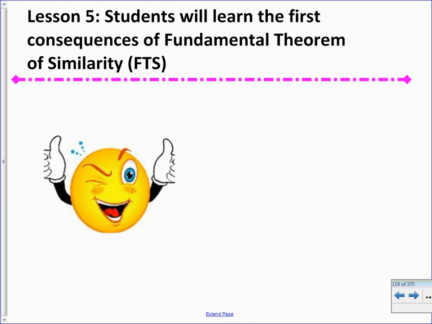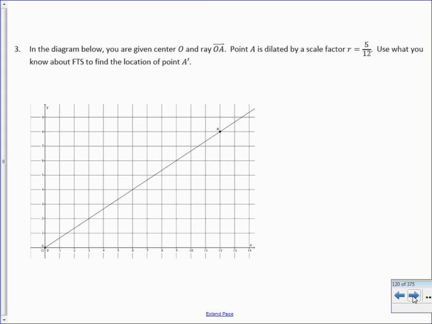Today we learned the first consequence using the fundamental theorem of similarity. We were given a coordinate plane and we were given point O at the origin and point A. And this is the question that they are asking us. In the diagram below we are given center O and ray OA.